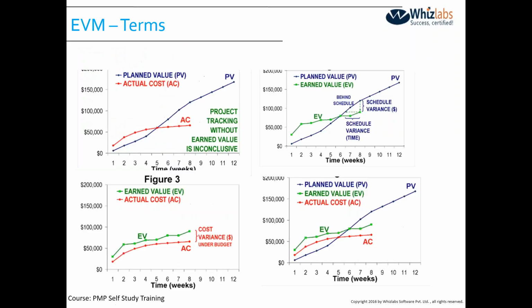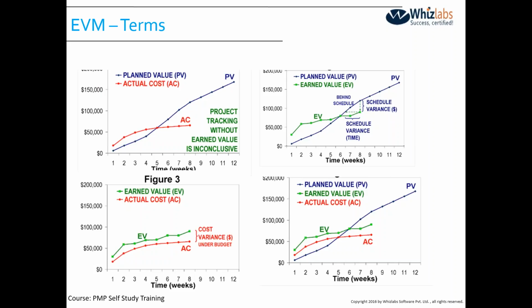Okay. Now, this is a very important slide, and as you can see, there are 4 graphs. In the first graph, there is a blue line, which is for the planned value, and then there is a red line which depicts the actual cost. If you look at the planned value, it starts from 0, then maybe 35,000, then 50,000, then probably 60,000, and 1,50,000. At the end, the planned value is, we are done with the project.